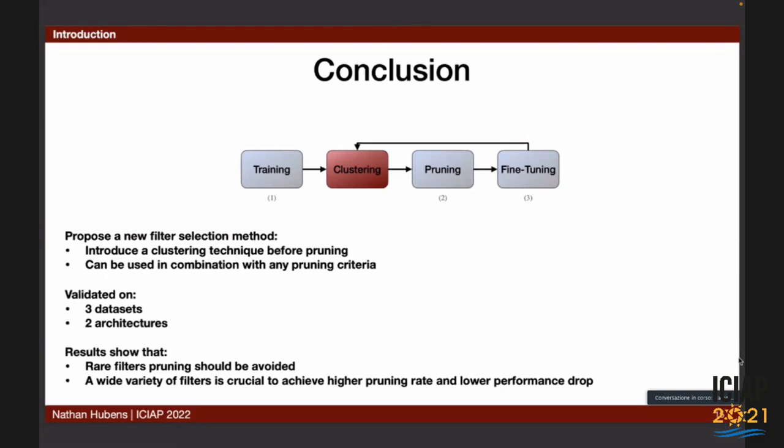So to conclude, we propose an extra step in the iterative pruning schedule, which is a clustering of the features of the filters in a network. The goal of this clustering technique is to help the network to keep a variety of filters as wide as possible and reduce the redundancy of the remaining filters. Those results are validated on 3 datasets and 2 architectures, and we saw that it helped to get better performance than common pruning criteria, but also to find better performing winning tickets.